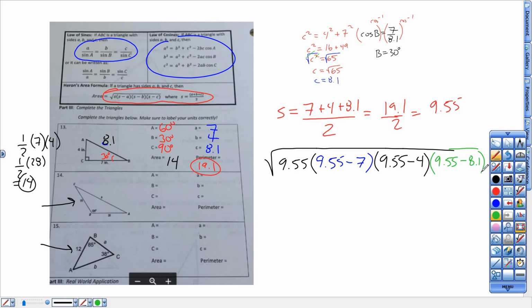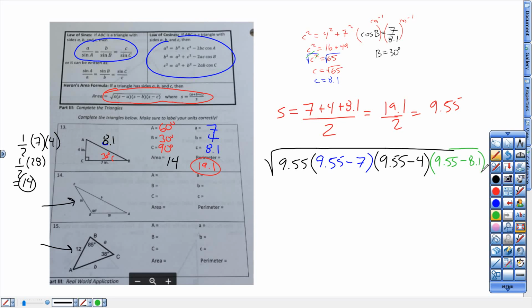This is square root. And again, I would practice on your calculator getting this, because on the test, you're going to have to. So square root of 9.55 in parentheses, and then open up another parenthesis, 9.55 minus 7. Open up another parenthesis, 9.55 minus 4. And then one more parenthesis, 9.55 minus 8.1. And that didn't give me 14, so let me try that again.